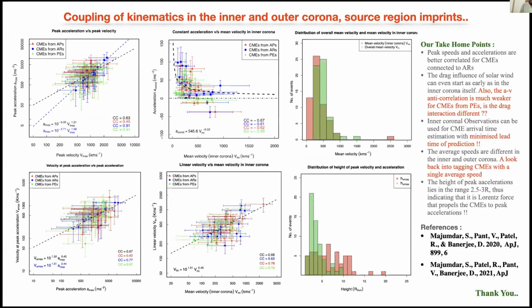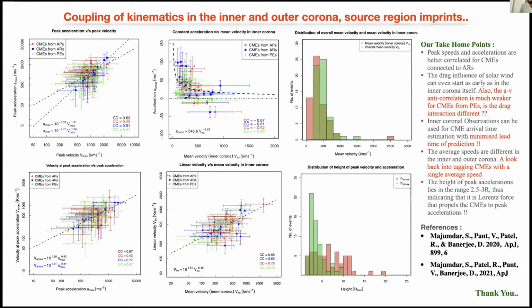And lastly, what we also found is, once we plot the distribution of the height at which the CME reaches its peak acceleration and peak velocity, the green distribution, which is the distribution for the height at A max, again peaks between 2 to 3 solar radii. That tells you that it is indeed the Lorentz force that is mostly responsible for propelling the CMEs to reach their peak accelerations, apart from their impulsive acceleration phase.